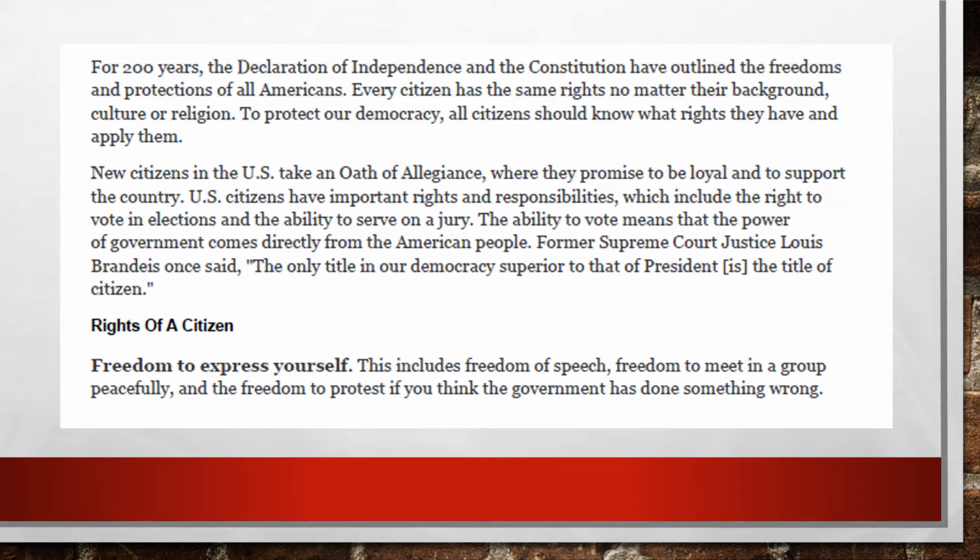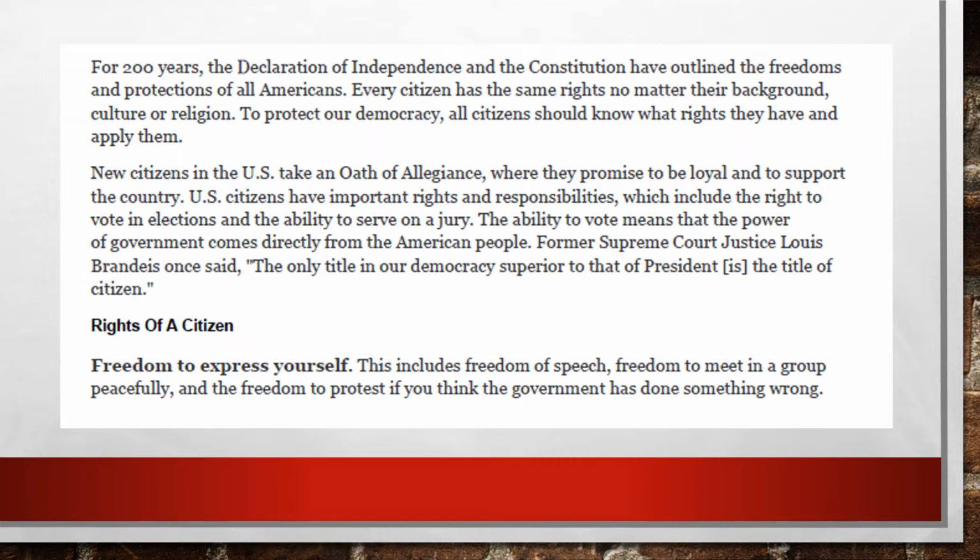New citizens in the U.S. take an oath of allegiance where they promise to be loyal and to support the country. U.S. citizens have important rights and responsibilities, which include the right to vote in elections and the ability to serve on a jury. The ability to vote means that the power of government comes directly from the American people. Former Supreme Court Justice Louis Brandeis once said, "The only title in our democracy superior to that of president is the title of citizen."